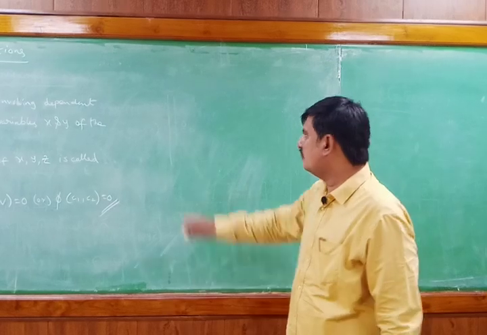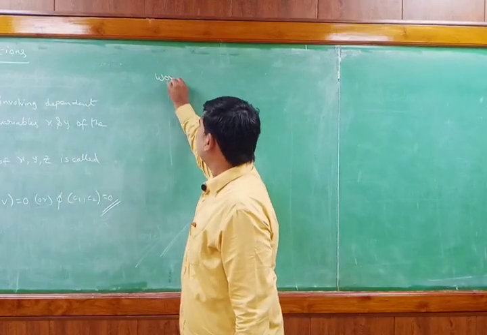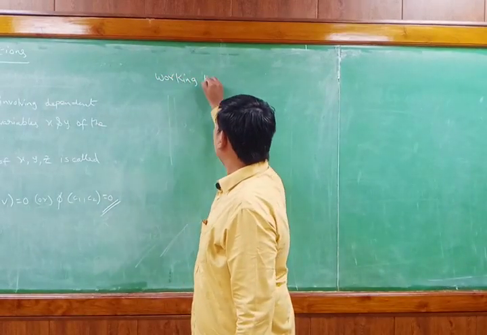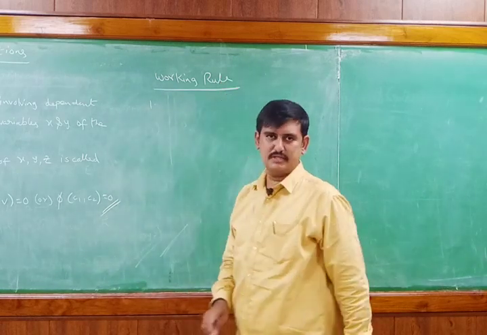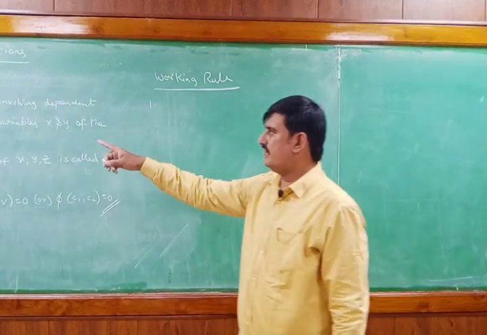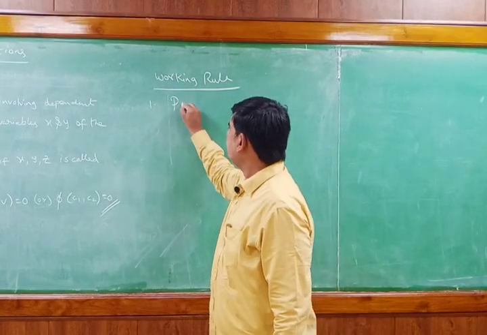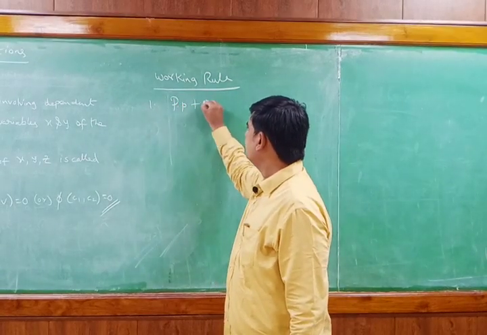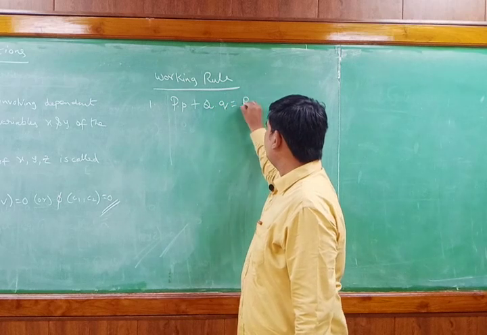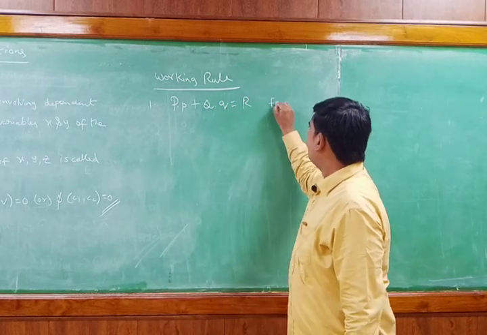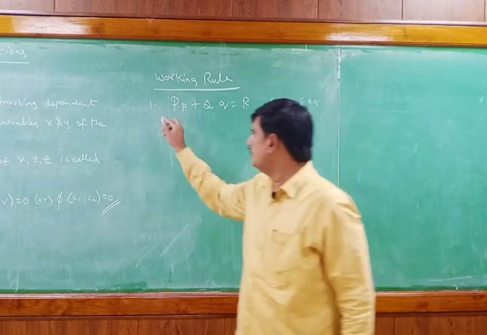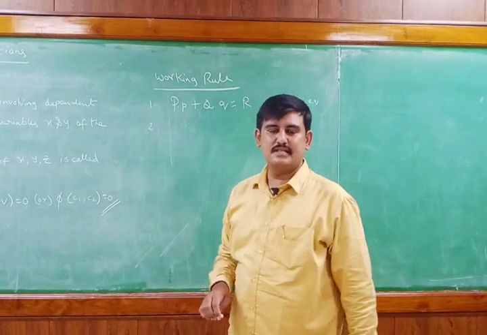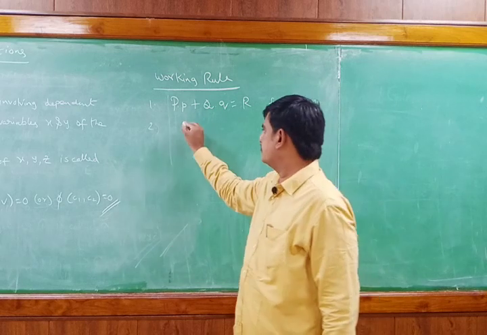What is its working rule? How to solve this? We have steps here. First, what is the form of Lagrange's equation? The form is capital P into small p plus capital Q into small q is equal to capital R. This is the form of the equation, right? In step 2, write the auxiliary equations or subsidiary equations.